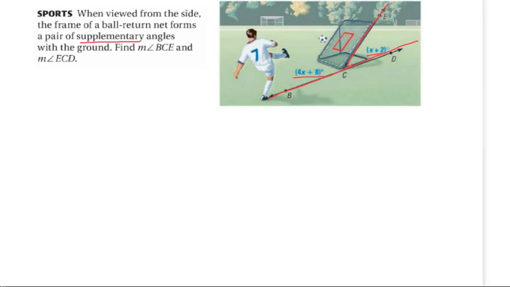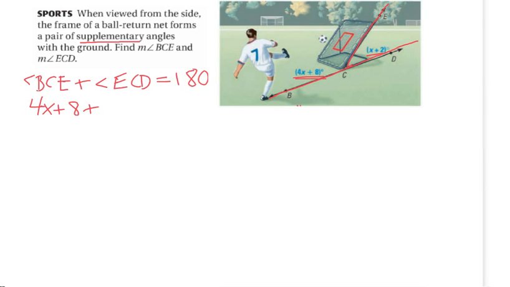Once you have your equation set up, then all we have to do is substitute those values, the 4x minus 8, into the angle BCE. And the angle ECD, the x plus 2, we need to substitute that in for the angle ECD.